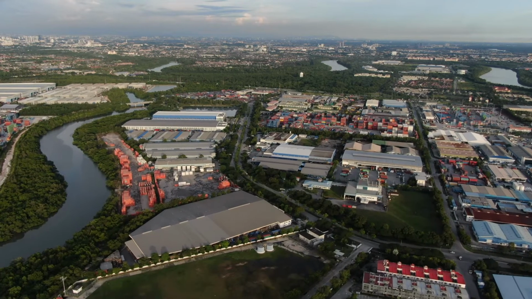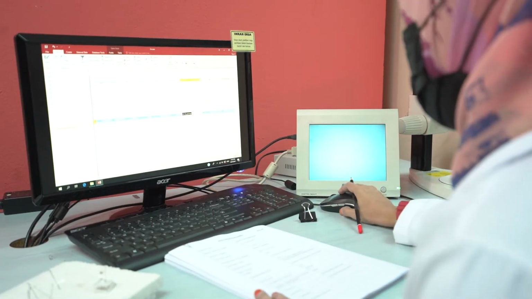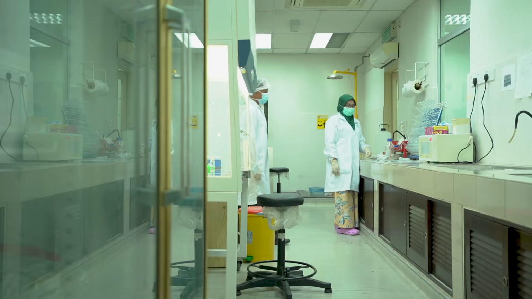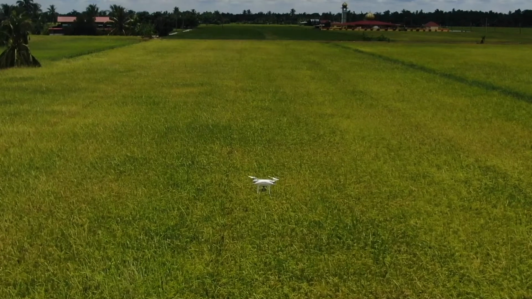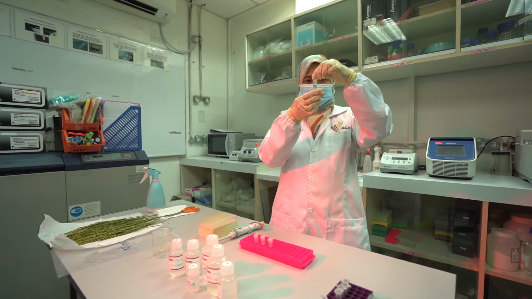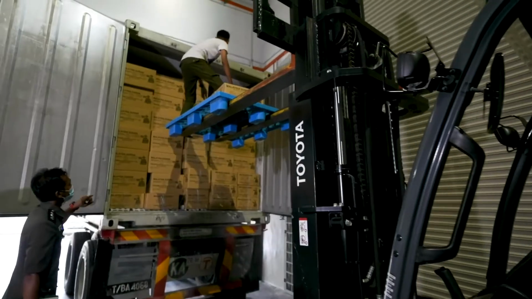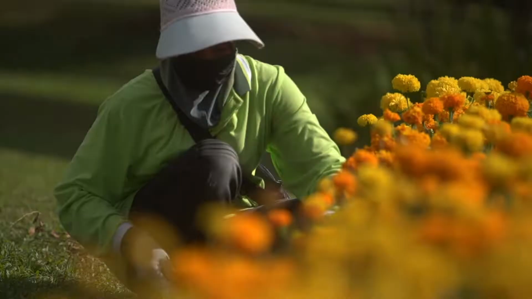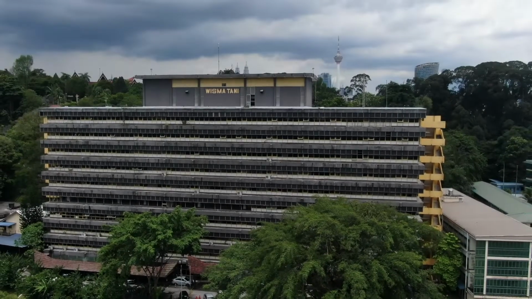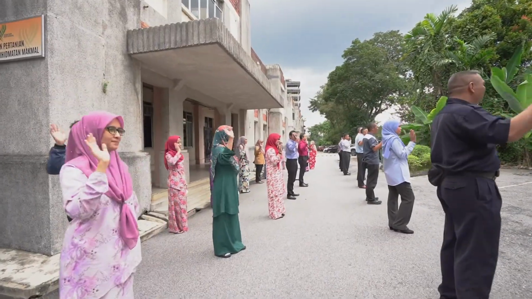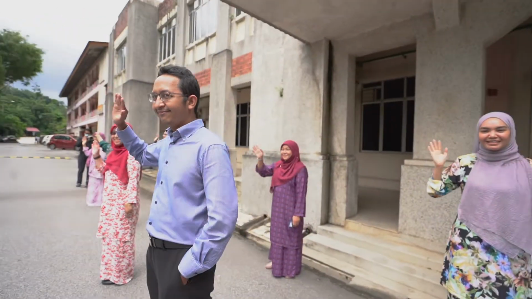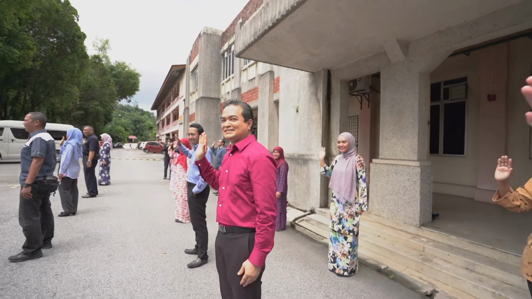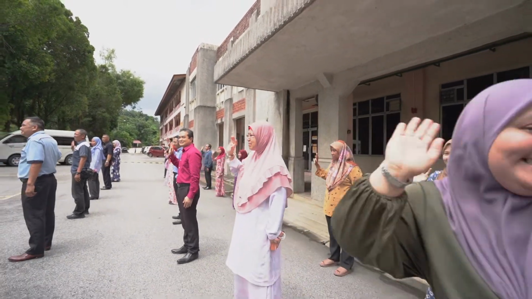The Plant Biosecurity Division provides quality and effective services to agricultural entrepreneurs through the adoption of the latest technology and agricultural regulatory services to increase productivity and ensure the safety of the country's agricultural sector. The Plant Biosecurity Division is committed to the vision of the Department of Agriculture Malaysia to establish a competitive agricultural industry through the production of quality products which are safe, environmentally friendly, and export-oriented.